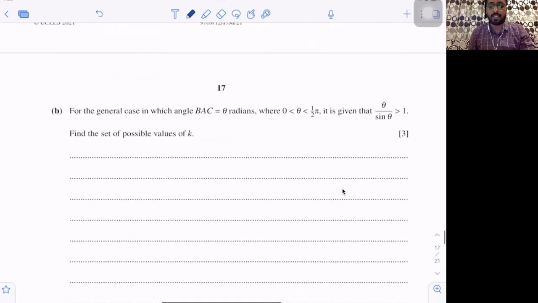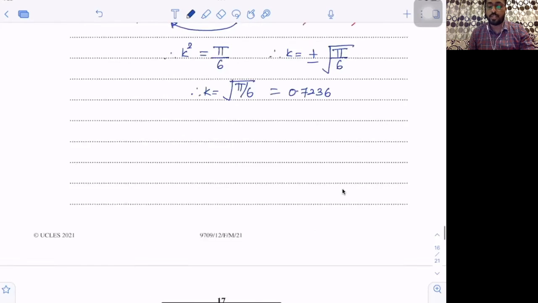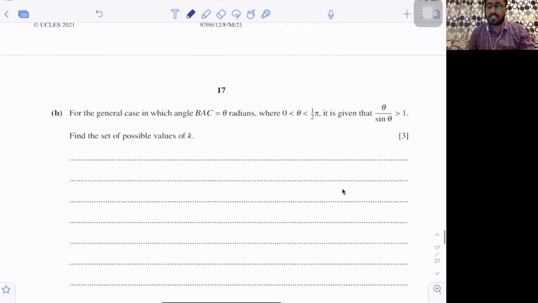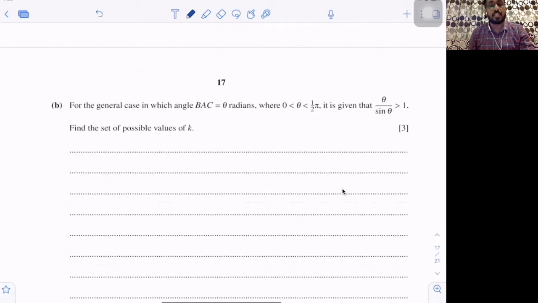Okay, in general case, when the angle BAC is taken as theta radians, theta is lying between 0 to pi by 2. Okay, so nothing was mentioned here whether theta was lying between 0 to pi by 2 or not. But now it is mentioned that theta lies between 0 and pi by 2. It is given that theta upon sine theta is greater than 1. Find the set of possible values of k. The question is for 3 marks.